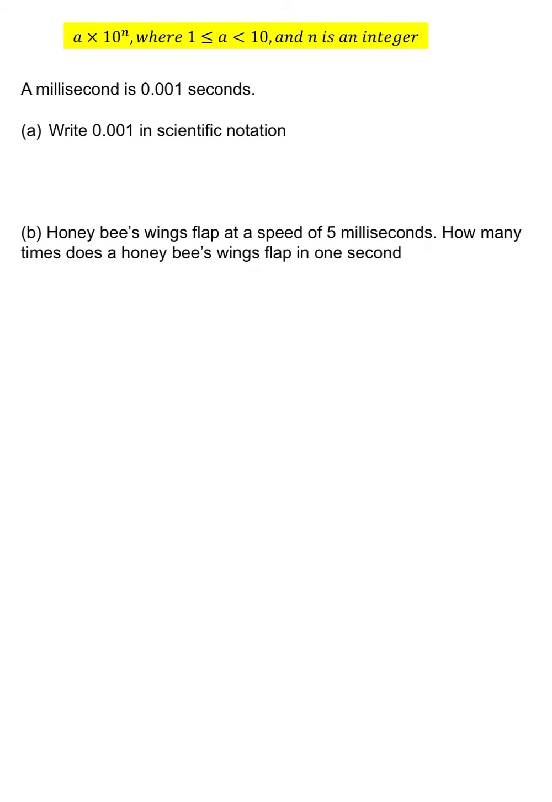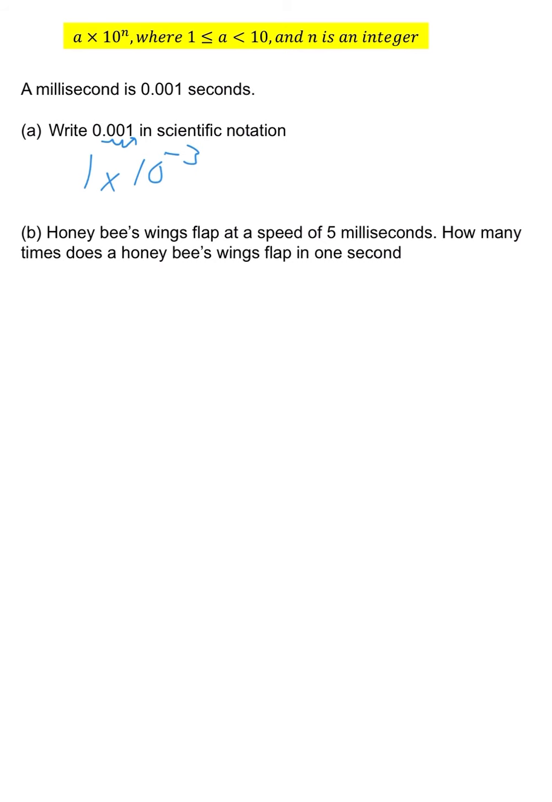Okay, so remember, scientific notation: we have our A term, which is greater than or equal to 1, but less than 10, times 10 to the power of a number. So this is going to be 1 times 10 to the power of, so the decimal point is moving 1, 2, 3 places, so the power of -3.